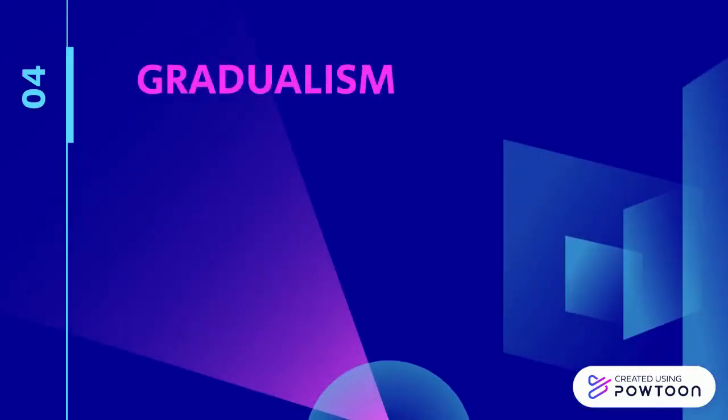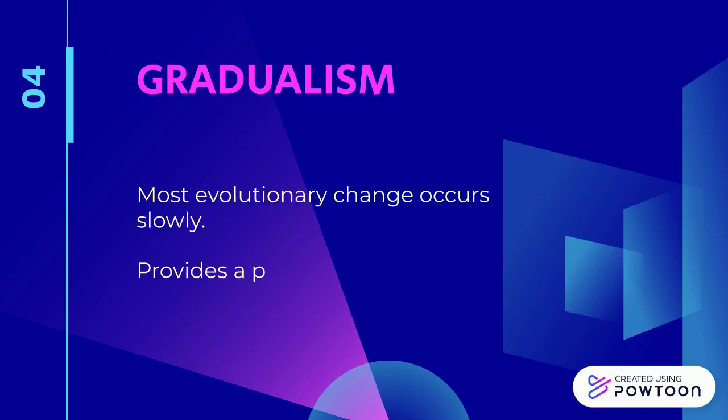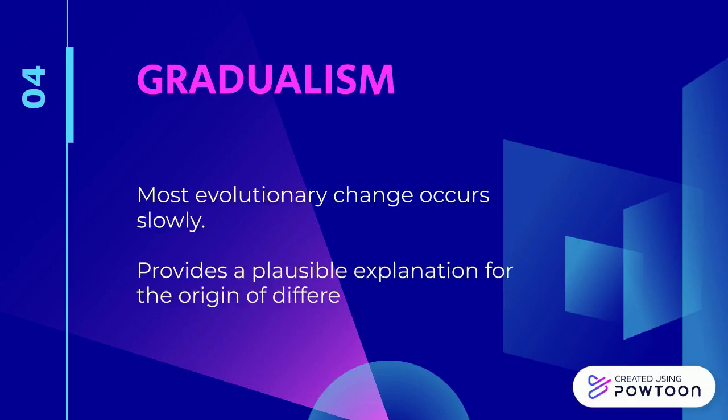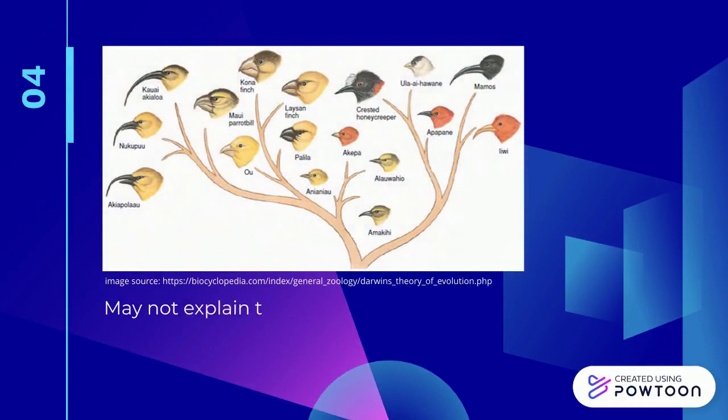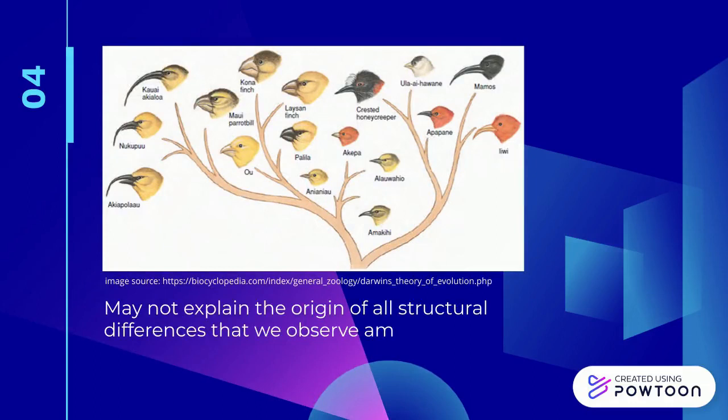Fourth, gradualism. Most evolutionary change occurs slowly. Provides a plausible explanation for the origin of different bill shapes in the Hawaiian honeycreepers. May not explain the origin of all structural differences that we observe among species, hence, scientists are still actively studying these.